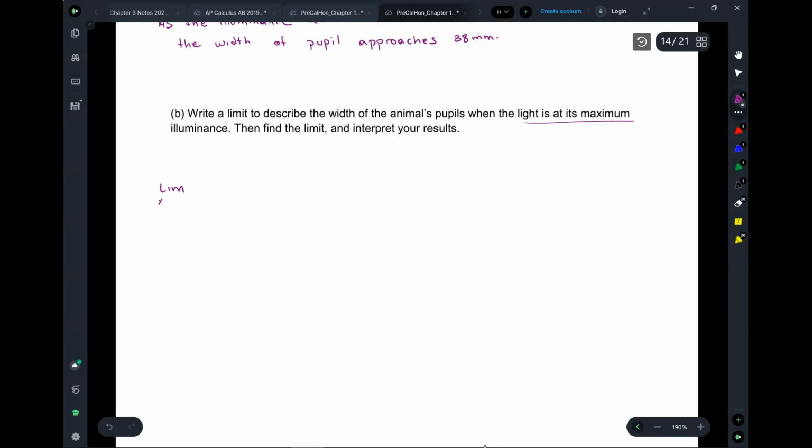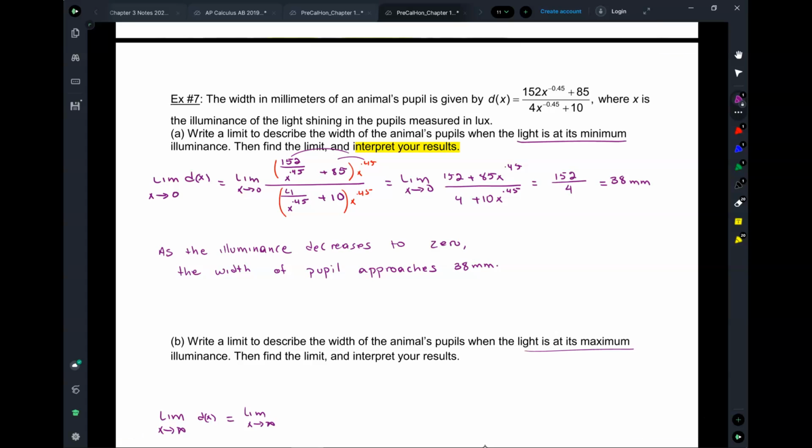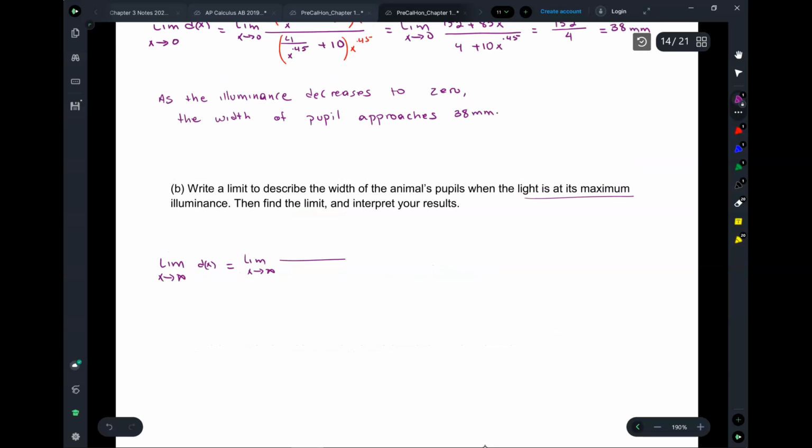So now this is the limit as x approaches infinity of d of x, which is the same as the limit as x approaches infinity of that function, right? So this is the function the way it was given to us. Then we simplified the function and put it into a more usable form. So when I have to use it again, I've done all the work. I could just go back and take it from any step that I want. So I'm just going to take it from that last step, and I'm going to say this is equal to (152 plus 85 x to the 0.45) over (4 plus 10x to the 0.45).